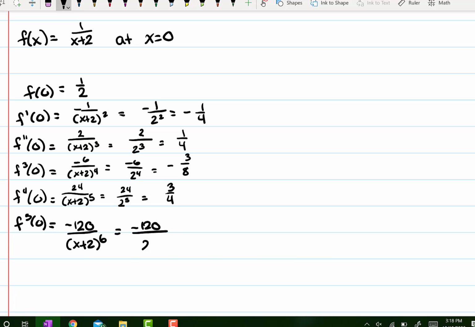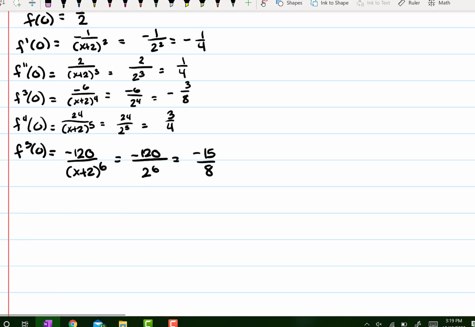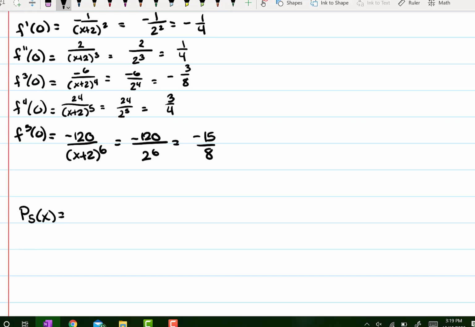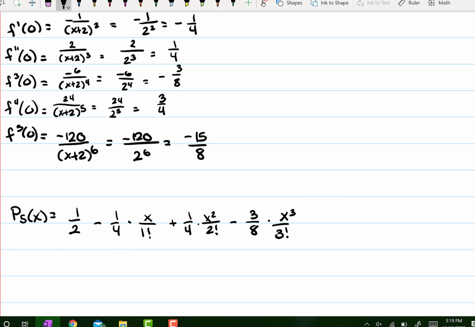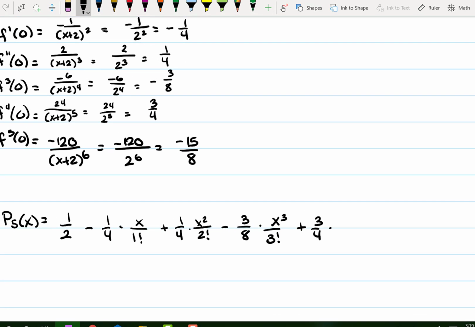Now after we have that, we just rewrite our polynomial doing the coefficients times whatever term divided by the factorial. So if it's the first derivative, 1 factorial, second derivative, 2 factorial, and so on. And then all we do is go ahead and clean that up. So we're going to multiply out the denominators and the numerators, cancel anything to simplify, and that's it.